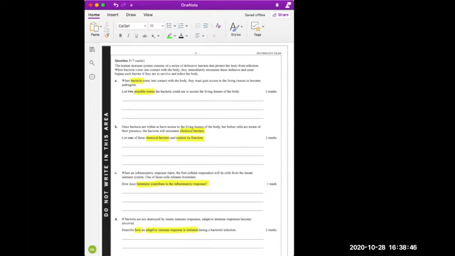So whenever you're seeing possible routes, they're basically talking about the first line. It's like the first line of defense, and these are your mechanical and chemical barriers. First line of defense, so they're also like the processes or the systems.